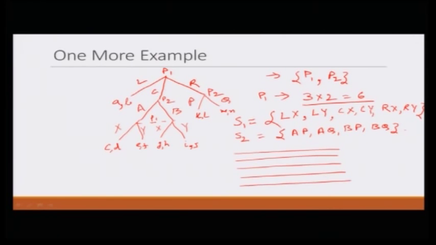Now we can draw the table. Let us say player 1 and player 2. We have LX, LY, then CX, CY, RX, and then RY. And similarly, we have 4 for player 2, which are AP, AQ, BP, BQ. We can write the payoffs.